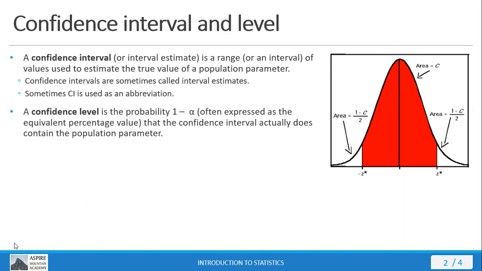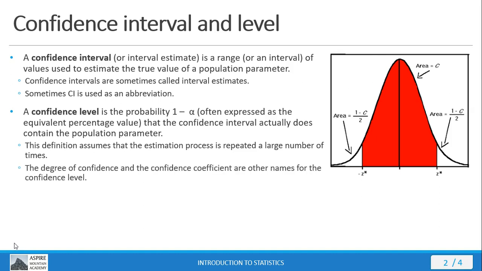Now, confidence level is simply the probability that the confidence interval actually does contain the population parameter. We often express this confidence level as 1 minus alpha, where alpha is the significance level that we've already seen in previous mini lectures. Now, this definition of confidence level assumes that the estimation process is repeated a large number of times.